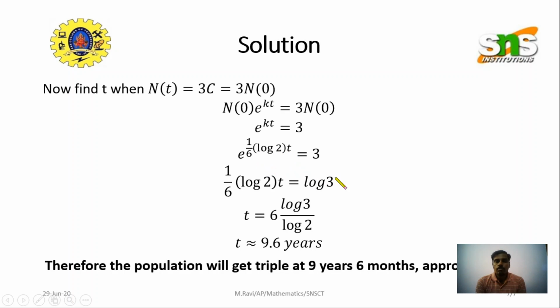Exponential becomes logarithm. So (1/6) log 2 times t equals log 3. Taking everything from the left hand side to the right hand side, t becomes 6 into log 3 by log 2. So approximately the answer is t equals 9.6 years. What does it mean? Therefore the population will triple in approximately 9 years 6 months.